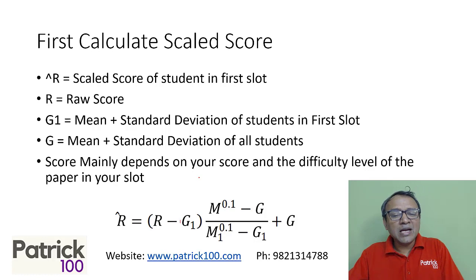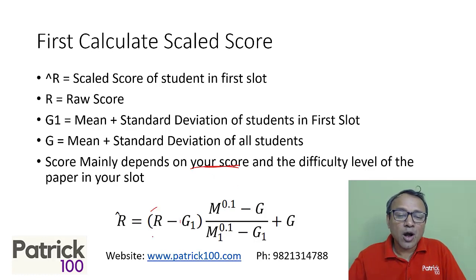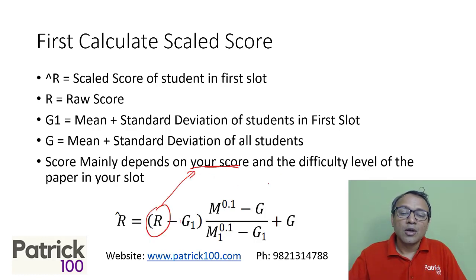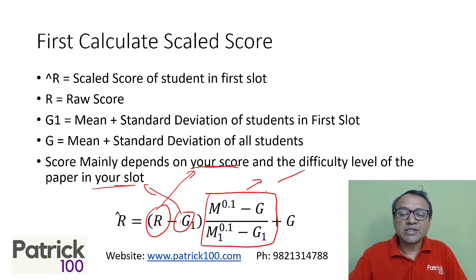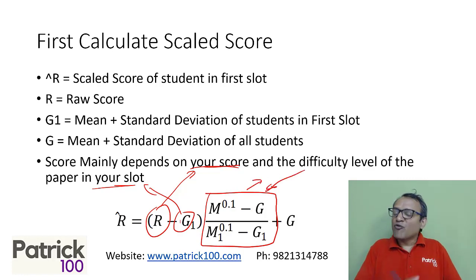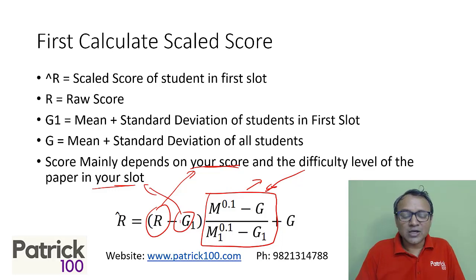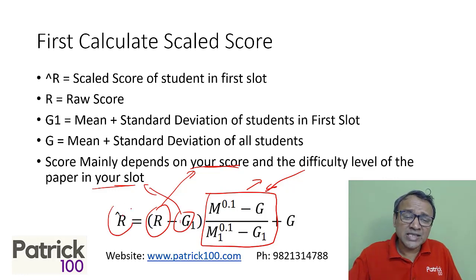The scale score mainly depends upon your raw score, and basically people in your slot, G1. And the modification for difficulty level, whatever difficulty level of the paper, they try to normalize it based on a formula. We involve standard deviation and mean, and we don't need to know all that stuff. Basically, your score and your slot's mean plus standard deviation are used for the normalization process of the score, and from there the scale score is calculated. The scale score is calculated for all students.